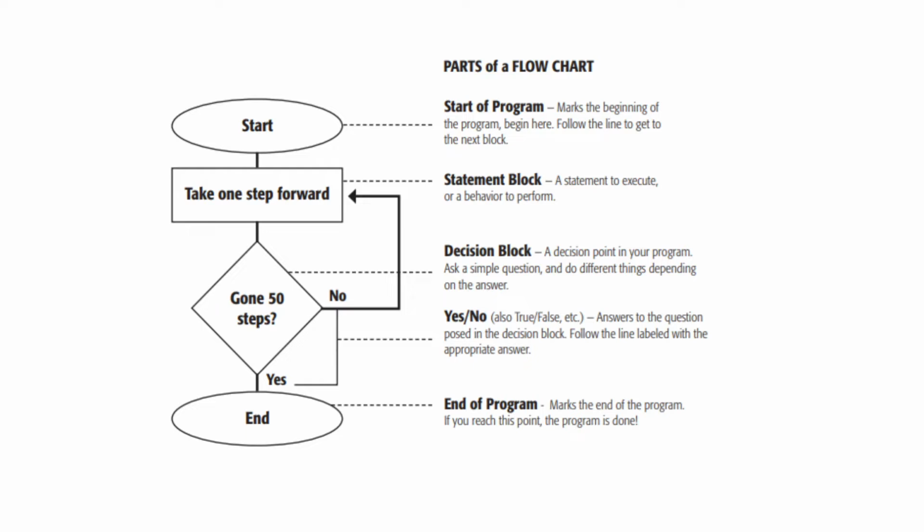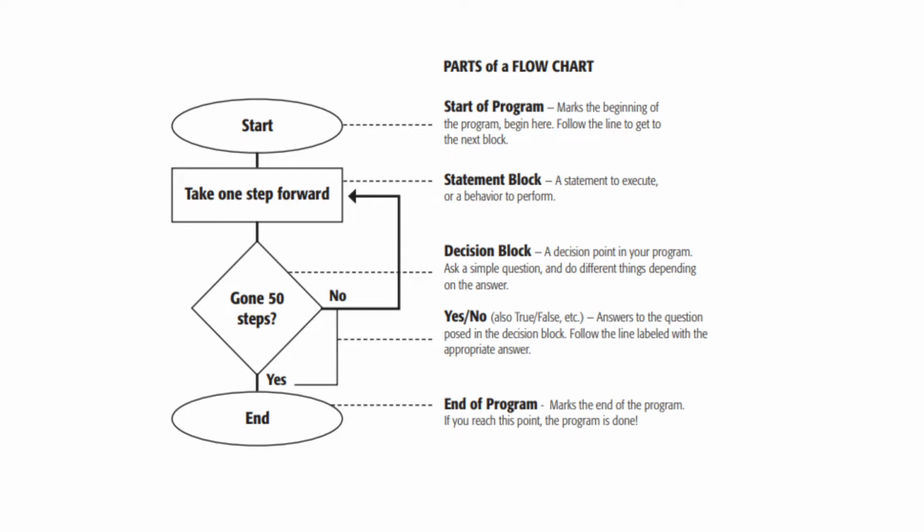Look at this example on your screen. We always start and end our flowchart with an ellipse shape, which helps us see where a program starts and when an activity is completed. Any action that needs to be taken should be inside a rectangle. Take one step forward or move forward for Vernie.